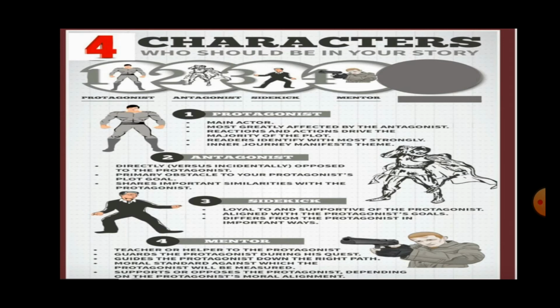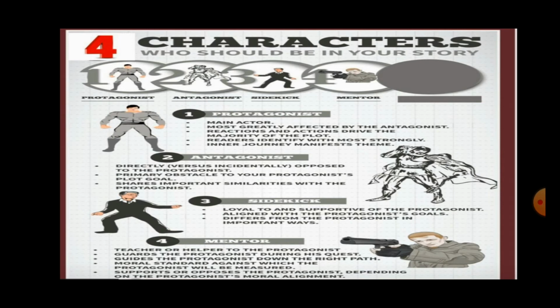Then how can you write a story? Who should be in your story? See these four characters. First, protagonist. It is the main character of a story, greatly affected by the antagonist. He is the leading character. Simply, he is the hero in a play or novel, etc.